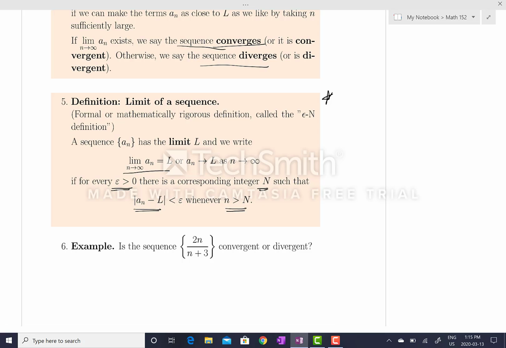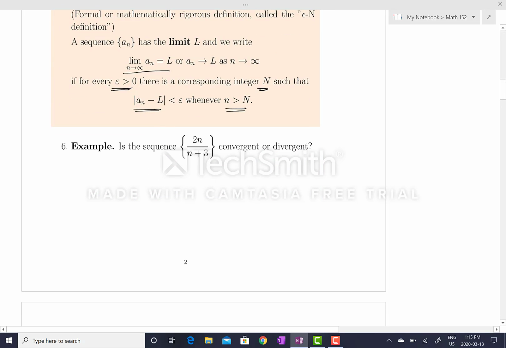Okay, so let's take a look at an example. Here we have a sequence, 2n over n plus 3. Does it converge or diverge?